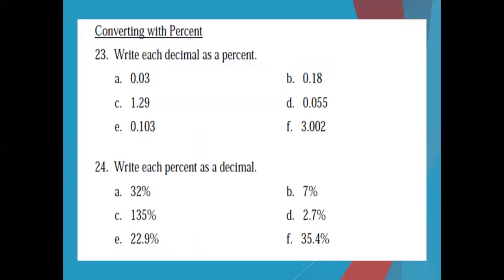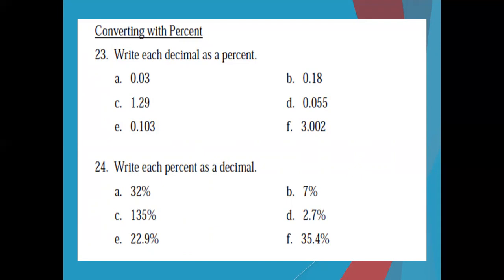Converting with percent. These are very straightforward. We've had a lot of practice throughout the year with these. Write each decimal as a percent. I'll do A, B, C and then you'll be left with the rest to do on your own. 0.03 equals 3%. 0.18 equals 18%. 1.29 equals 129%.